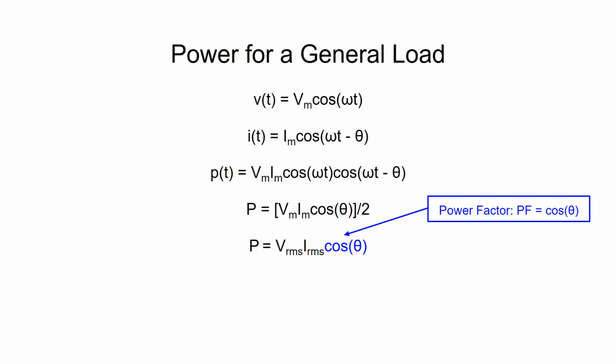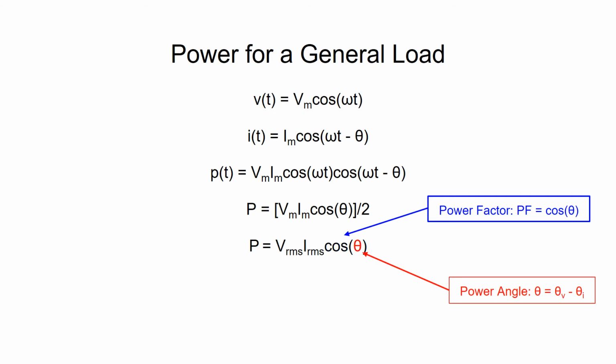Since it's cosine of theta, the power factor can be anything between -1 and 1, and is often expressed as a percentage between -100 and 100%. It's also common to state whether the current leads the voltage, which would indicate that the load is capacitive, or lags the voltage, which would mean that the load is inductive.